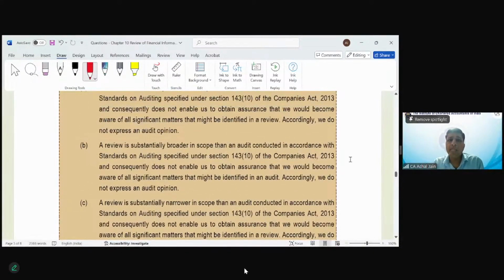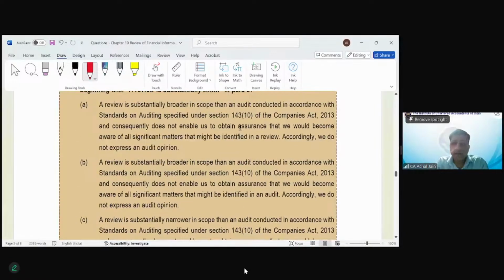Sir, option D. Okay, what about others? Quickly. Yes, sir. D, less scope. So I will go with narrower. You will go with narrower. I think Mansha is also going with C. What about others? Quickly. Sir, D only, less scope.